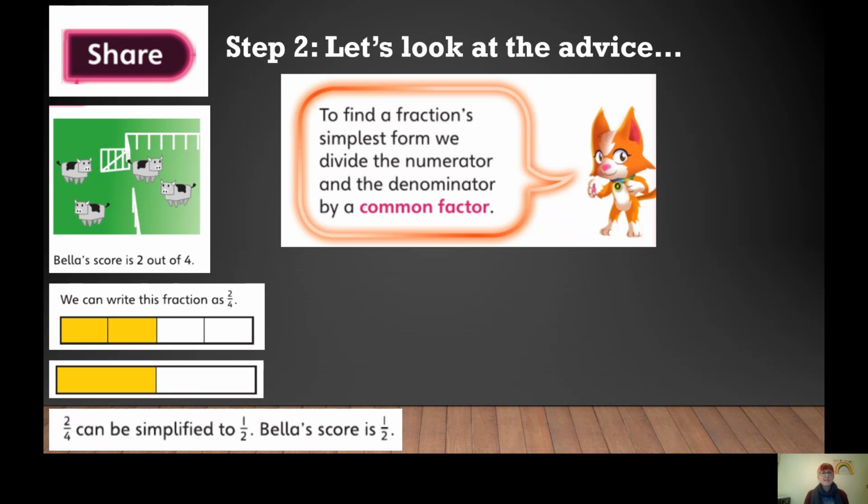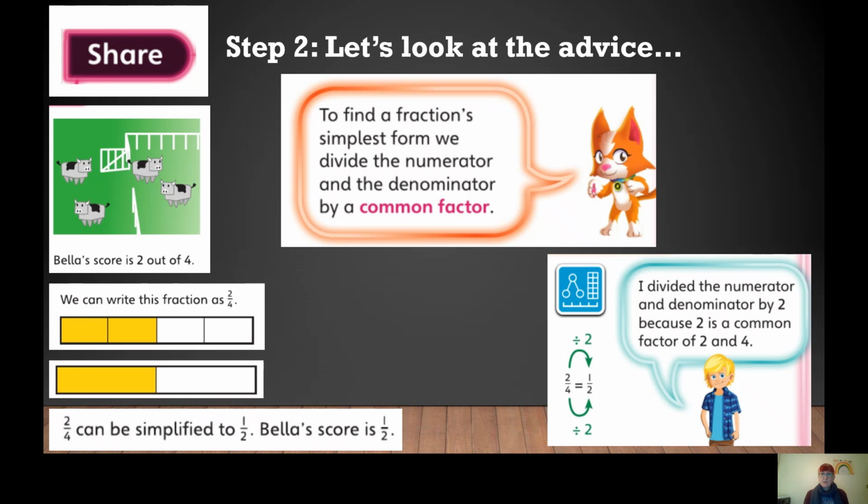Now, the advice given to find a fraction's simplest form, in other words, to simplify a fraction, we need to divide the numerator and the denominator by a common factor. And in the case of Bella, she had the common factor of 2 because the numerator and denominator are both divisible by 2. So the common factor is 2. 2 divided by 2 is 1, numerator. 4 divided by 2 is 2, denominator. So Bella's score is indeed a half, 1 out of 2.